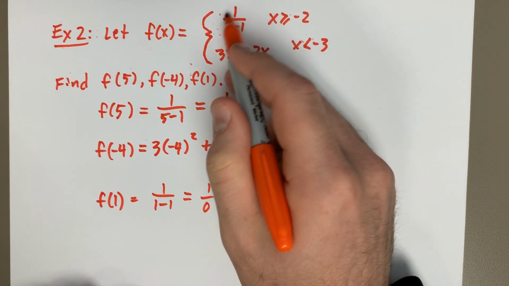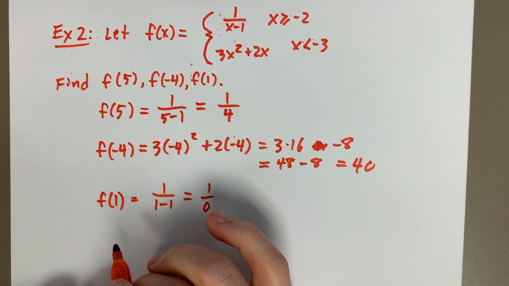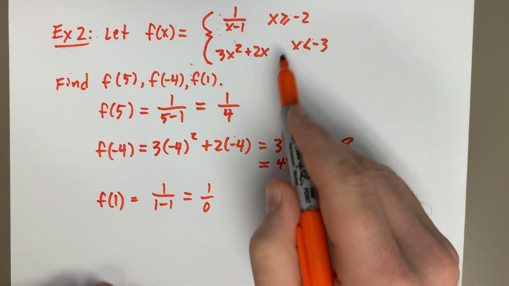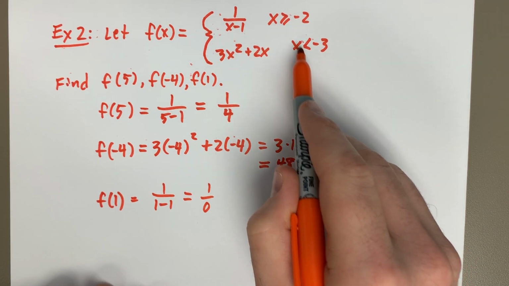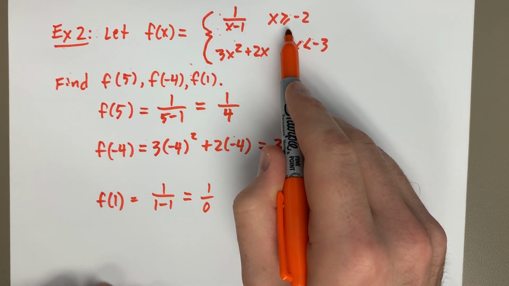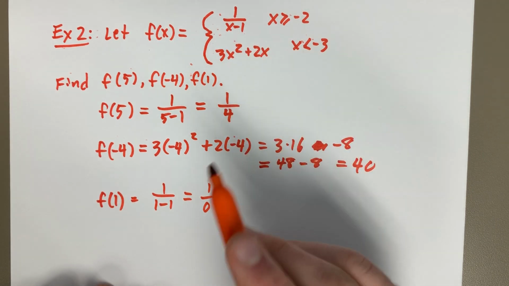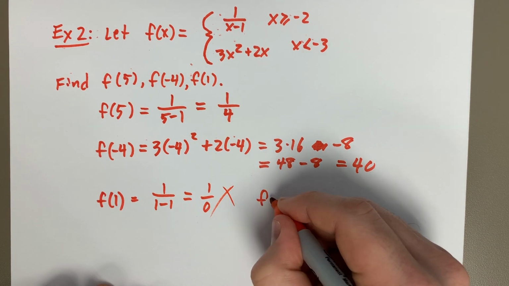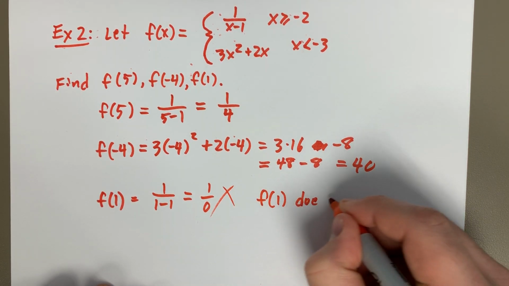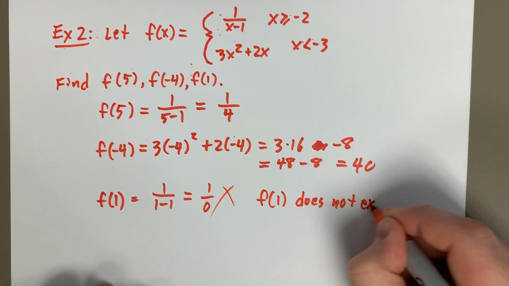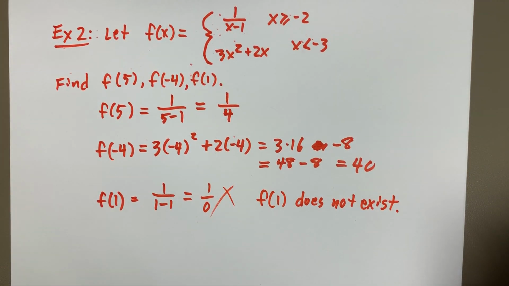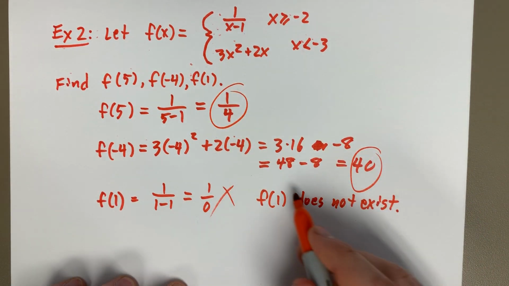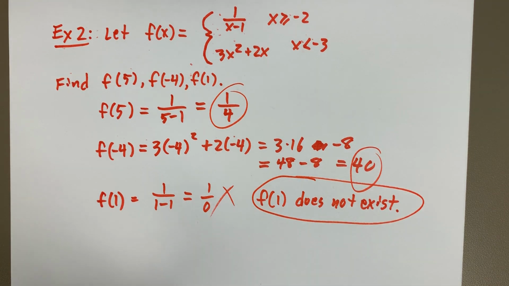Turns out this first function is not defined at x equal to 1 because we get division by 0 when I plug it in. Not because I picked the wrong condition to use here. I did pick the correct condition because 1 is bigger than minus 2. But when I tried to plug it in, I got division by 0. So that's a problem. So we would say f of 1 does not exist, or f of 1 is not defined. Either way, here's the answer for the second one, here's the answer for the first, and here's the big answer for the third one.